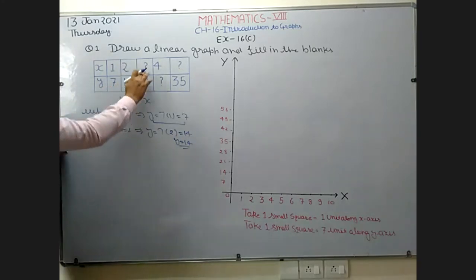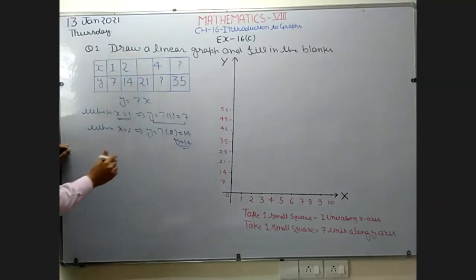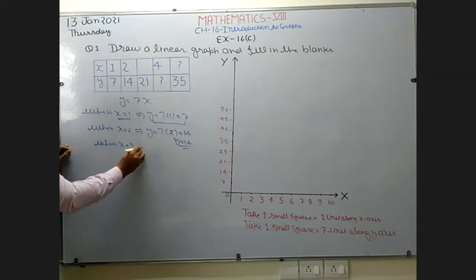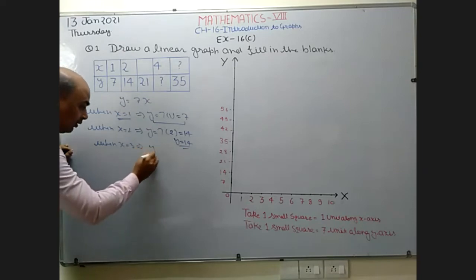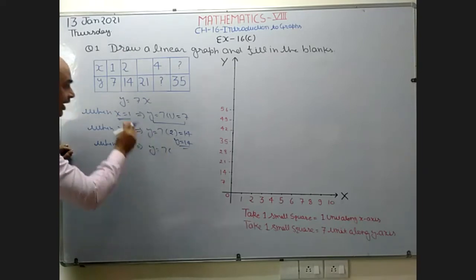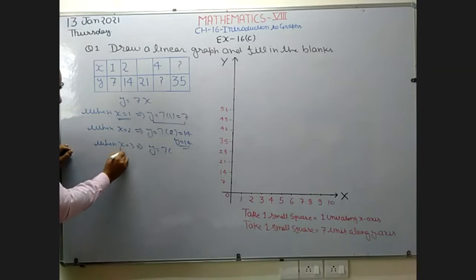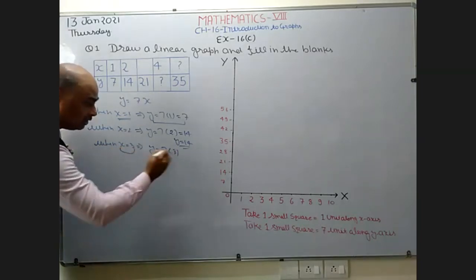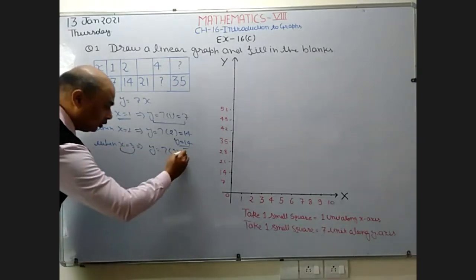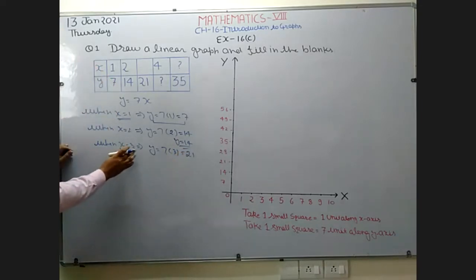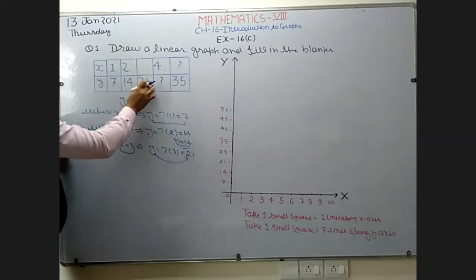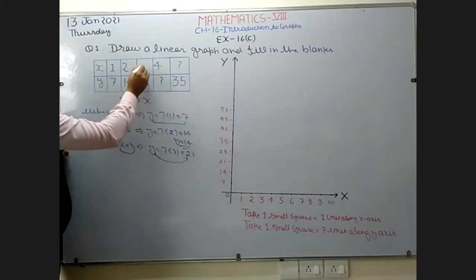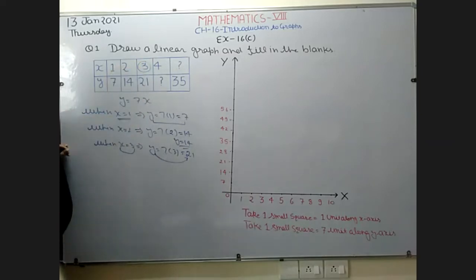In the same way, this term is missing. So take x equal to 3. It means instead of x, I am going to write 3. So take y as it is, 7 is going to remain as it is. Instead of x, I am going to write 3. Now 3 7s are 21. So write here 21. It means when the value of x is 3, y becomes 21. So this box is going to be filled.